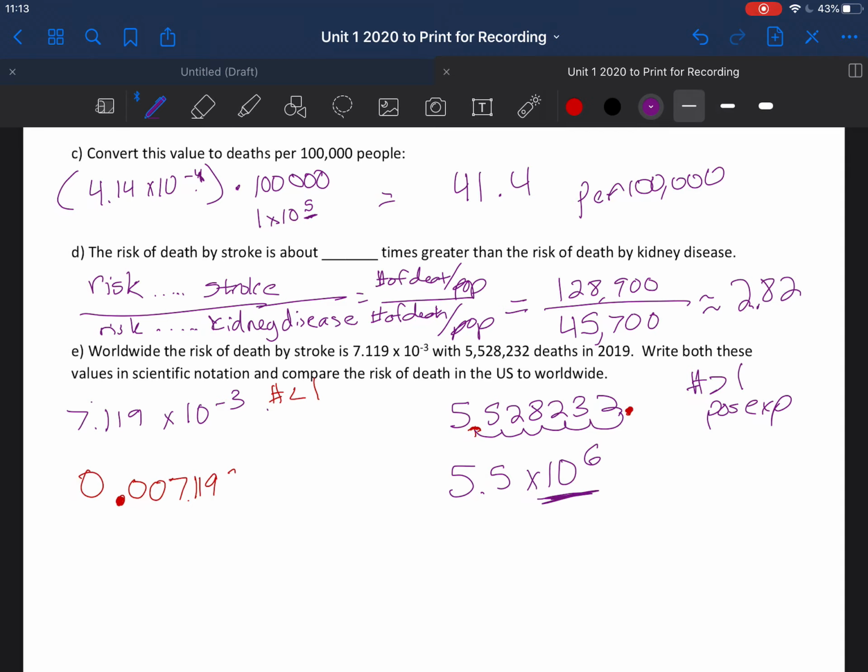So let's compare the risk of death from the U.S. to worldwide. So number of deaths isn't going to let us compare it. We don't have this in deaths per 100,000, though we can calculate it, but we do have both of them in scientific notation, both empirical probabilities and standard form. So in standard form, the U.S. one was this. In scientific notation, the U.S. one was 4.14 times 10 to the negative fourths.